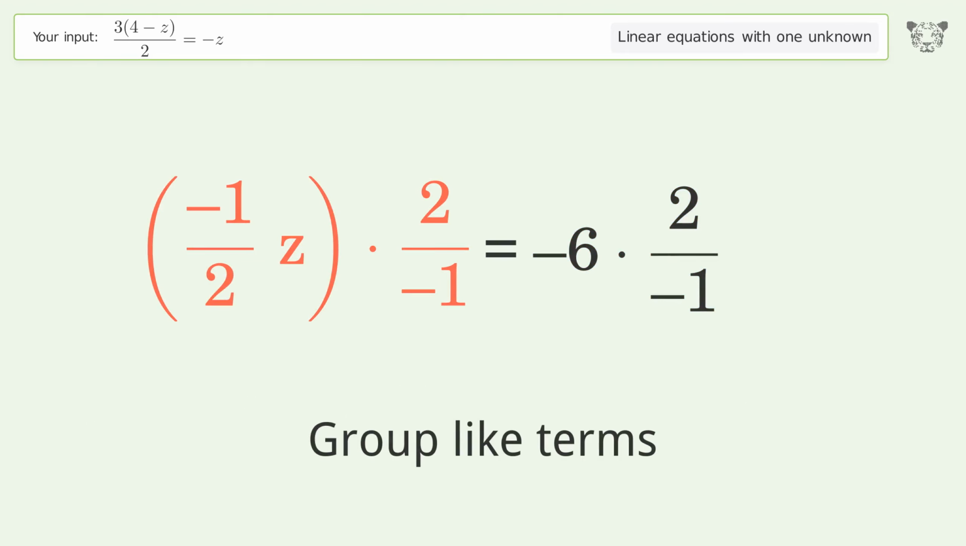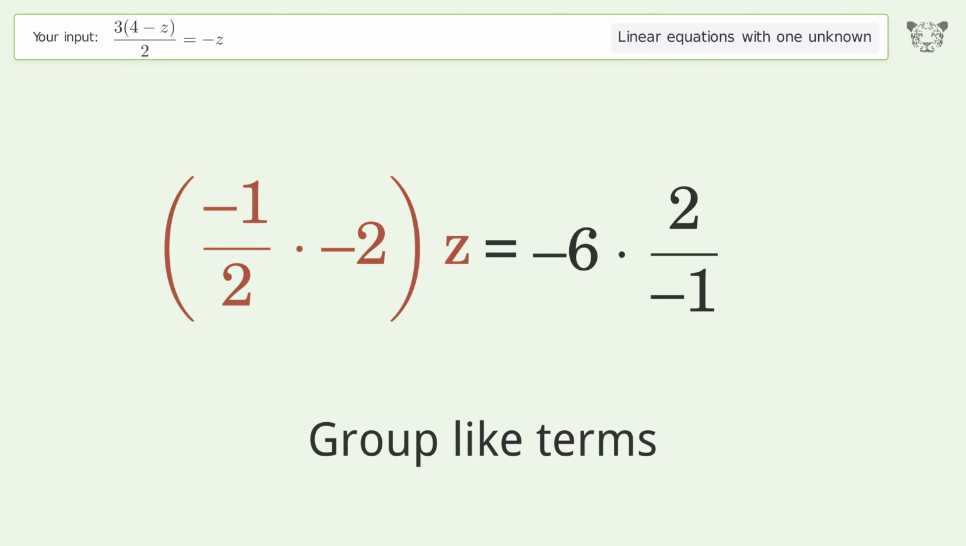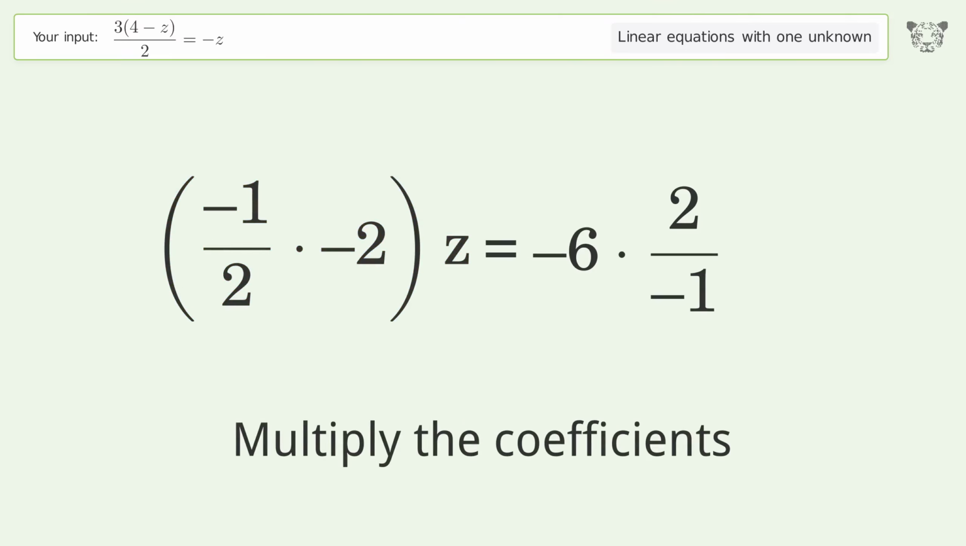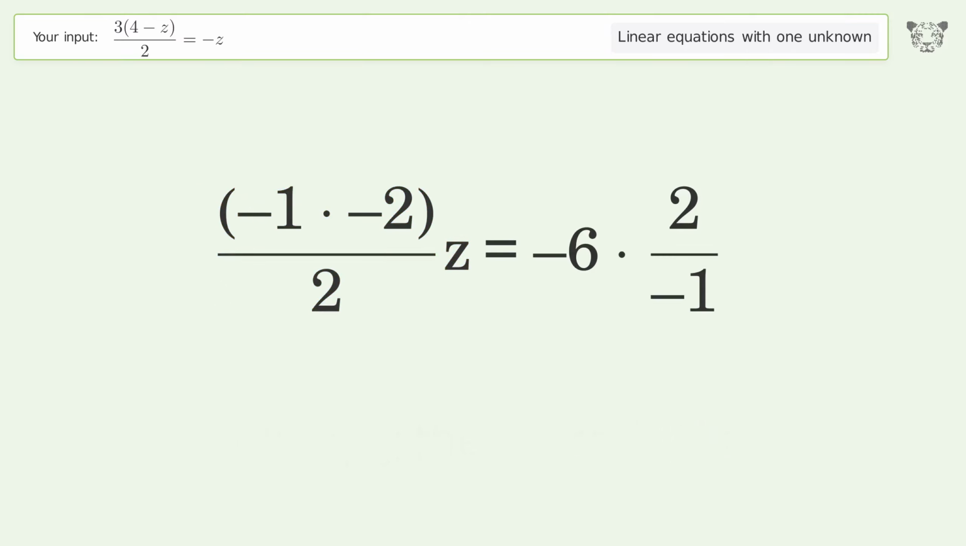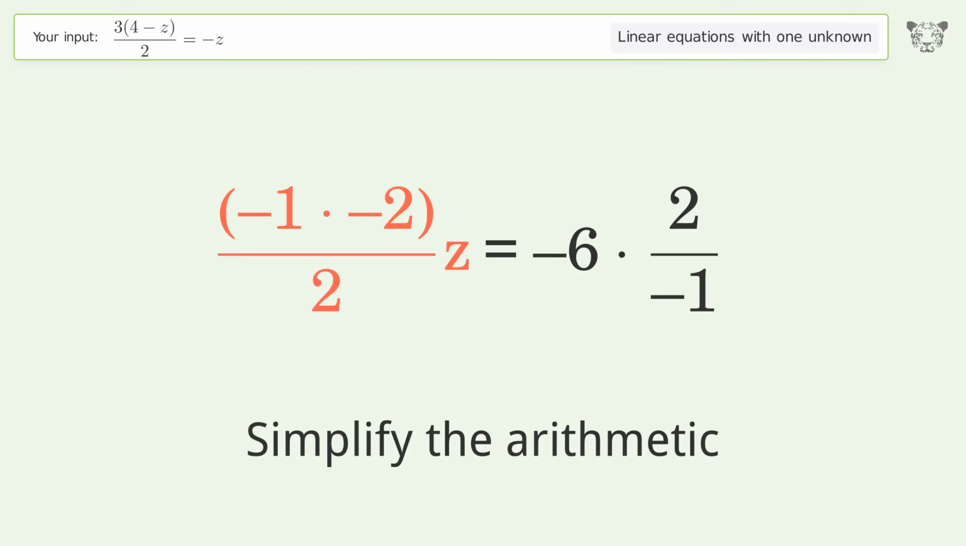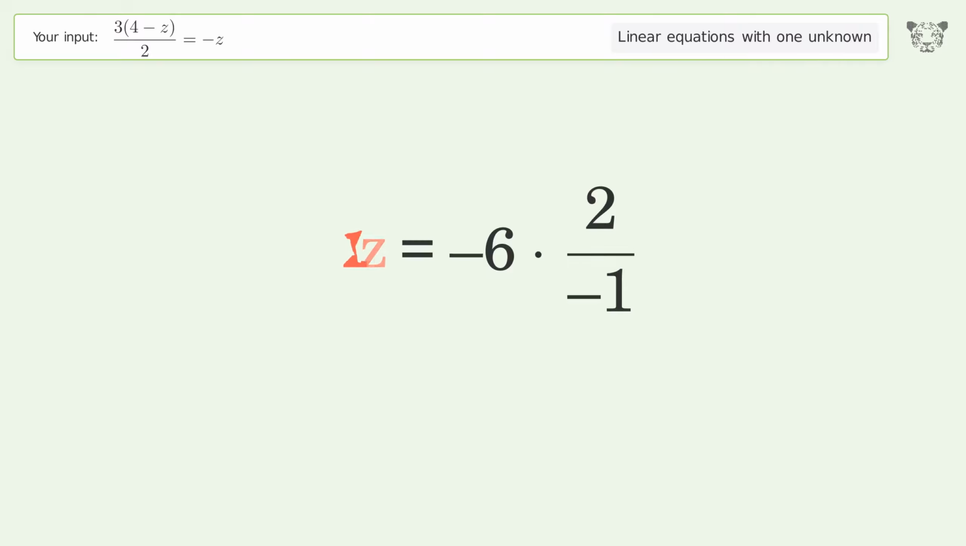Group like terms. Multiply the coefficients. Simplify the arithmetic. And so the final result is z equals 12.